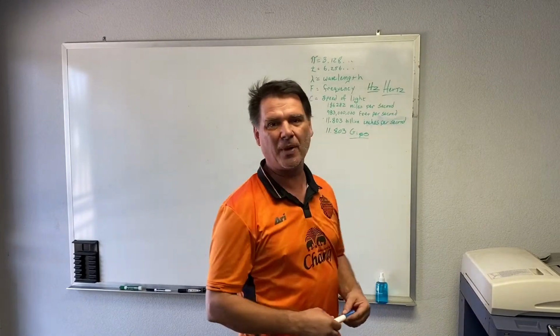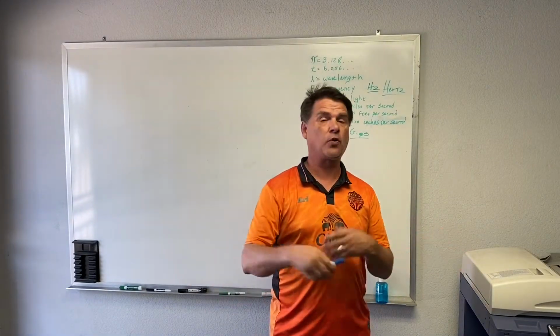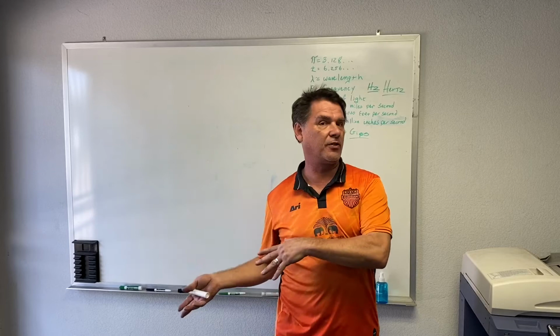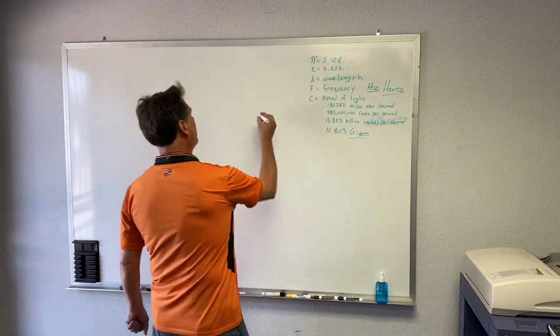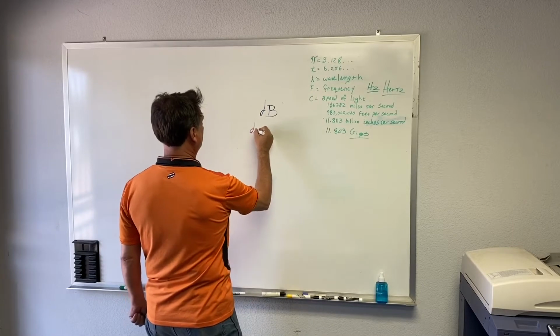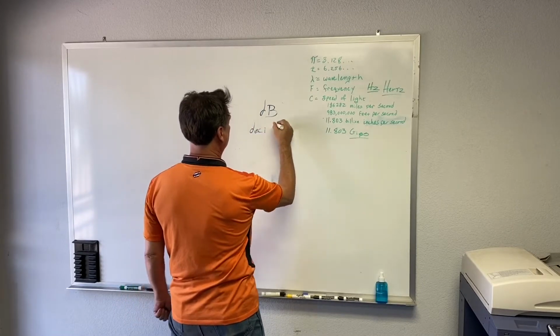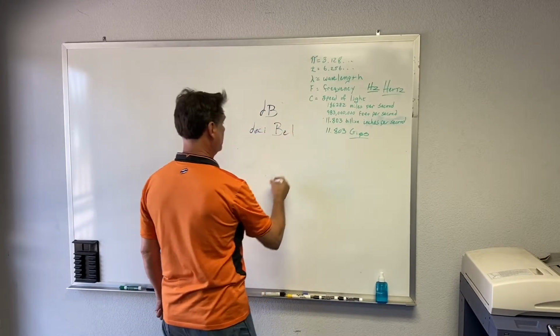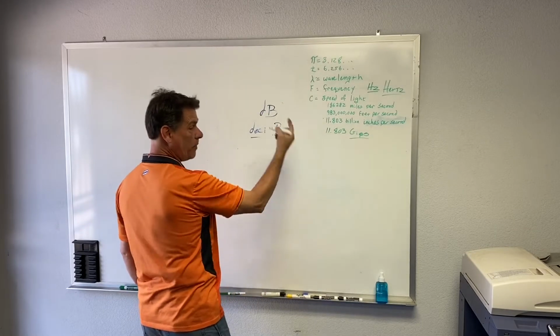Today we're going to be talking about the decibel scale because we're going to be using that in some of our upcoming conversations. All right, decibel scale is decim, meaning 10, and bell.